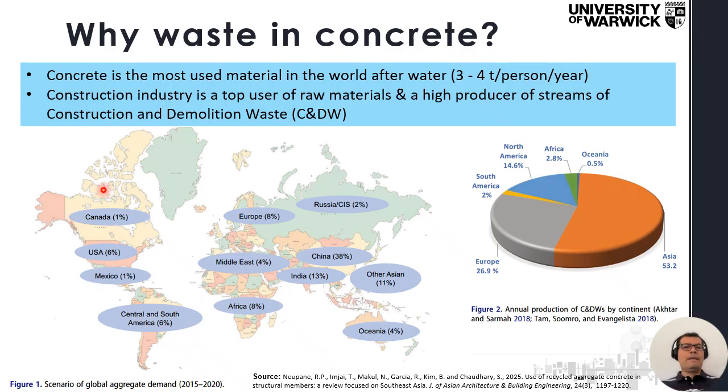Now, in that regard, the construction industry is a top user of raw materials. We can see here in this plot the trends in the last few years of the demand for aggregates to produce new concrete. That's basically the sand and the gravel we use for the concrete. And as we can see in this figure, most of the demand comes from Asia. China, India, and Southeast Asia are the countries that are demanding more aggregates to produce new concrete.